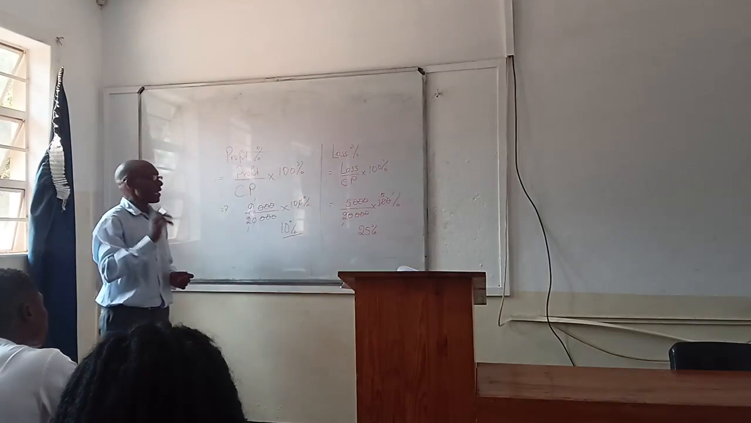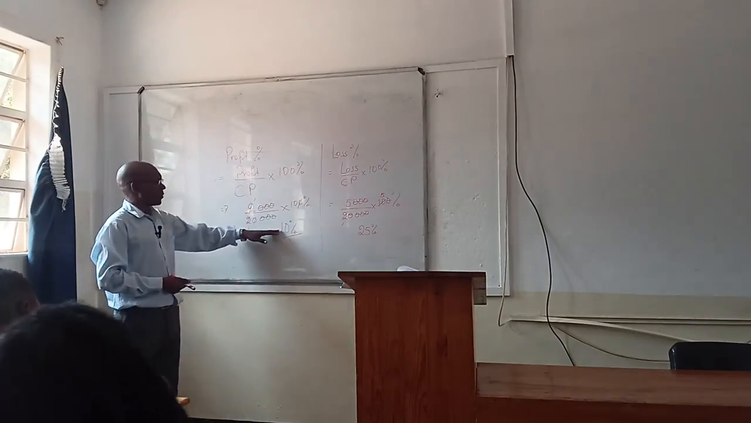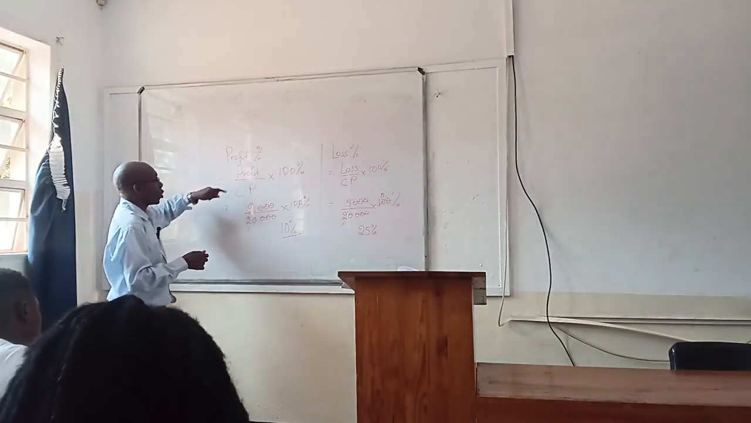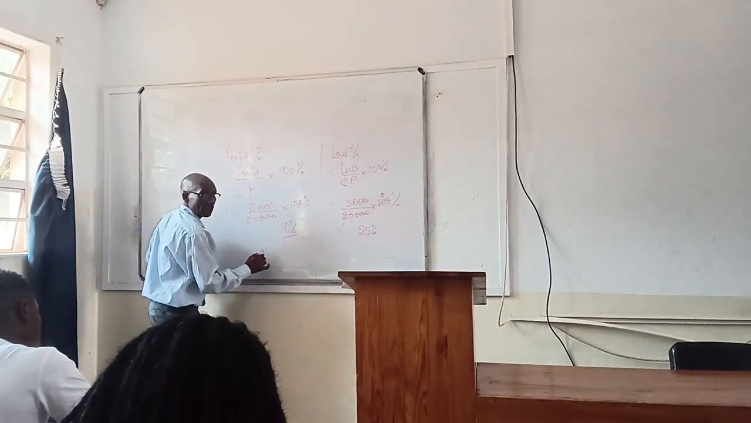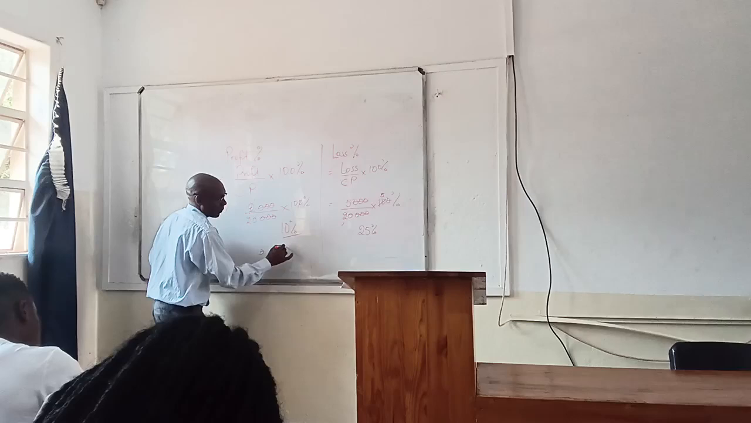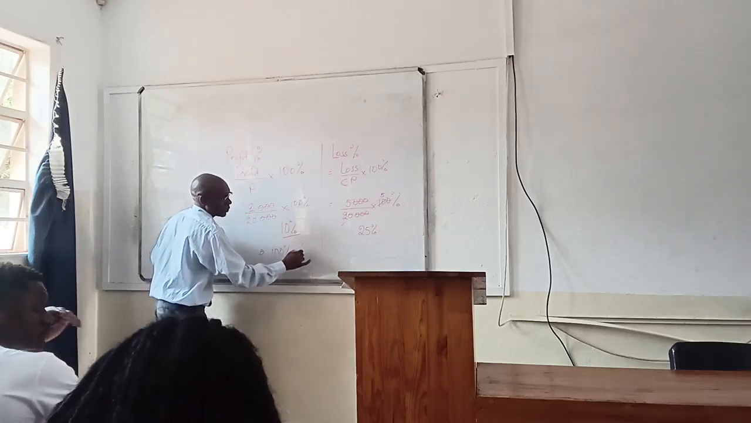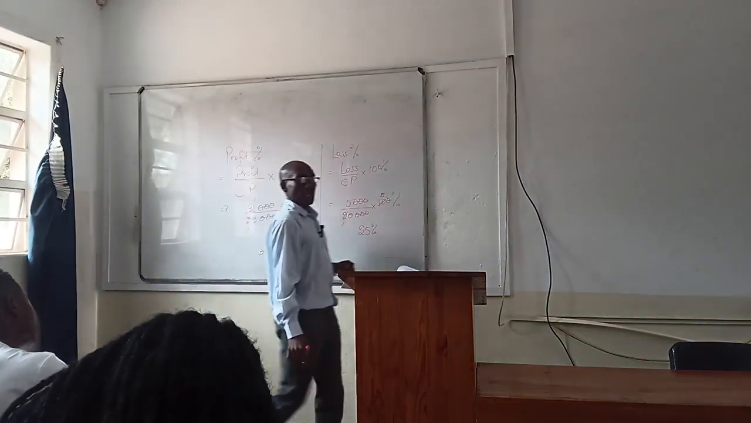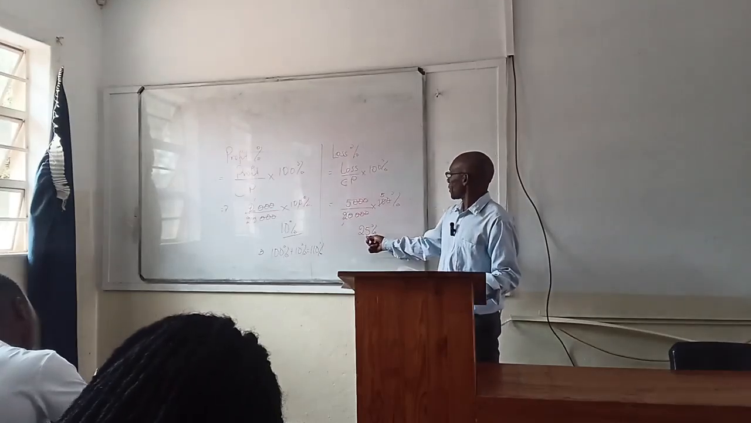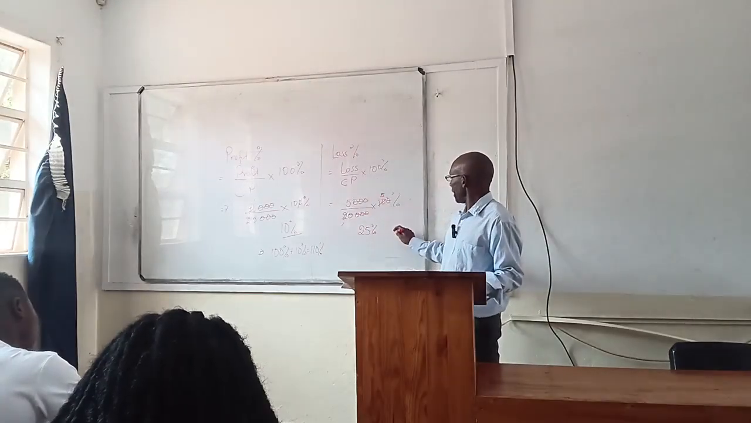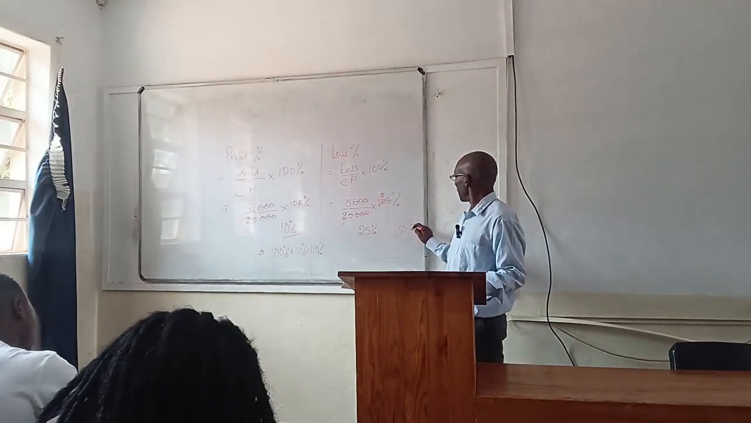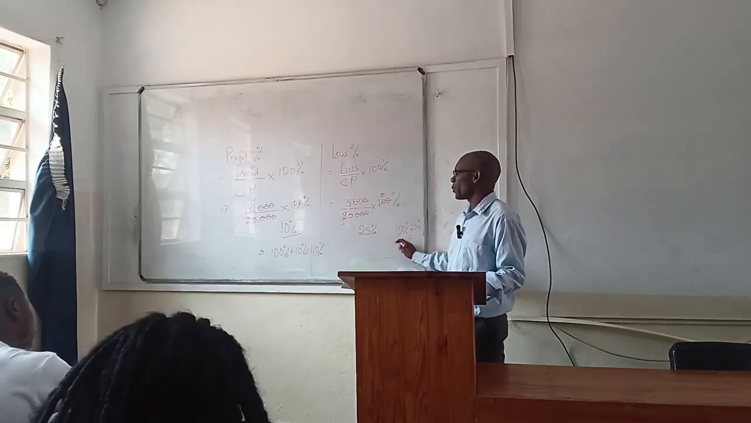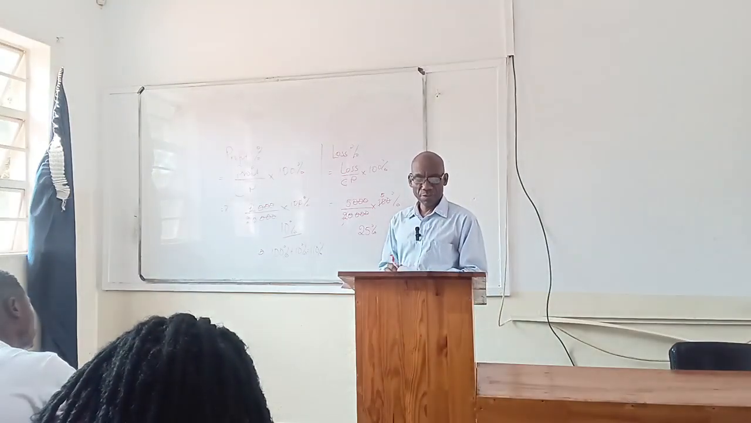Let me define what it means when you say 10% profit. It means that if the actual cost is 100, the selling price you sold the item at is 110, because you are taking 100% plus 10 percent. When the loss is 25%, the actual is 100%, so it is 100% minus 25%, which is 75%. That's what we mean here.